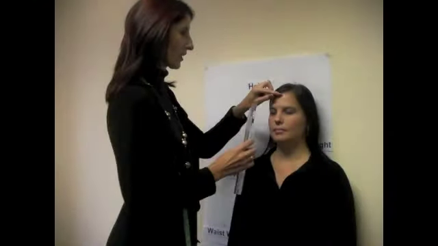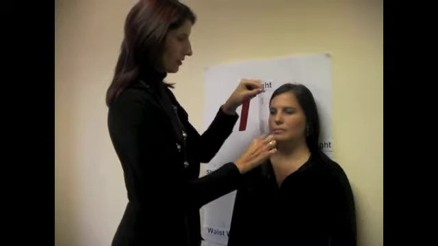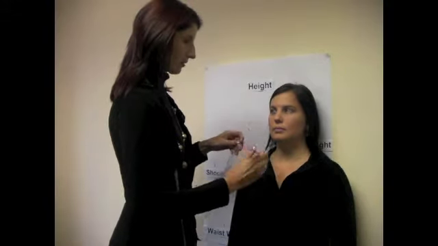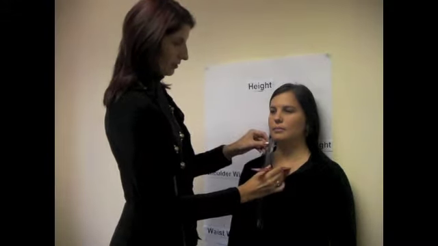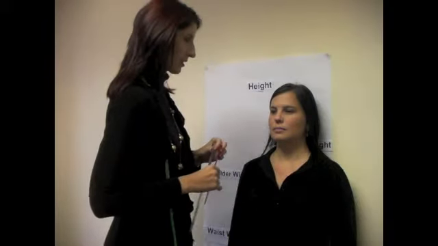Continue your measurements on the client by measuring the length of the face and the length of the neck. Use a long ruler to measure her face from the hairline to the tip of the chin. Position a second ruler at the base of her neck and then measure the length of her neck.